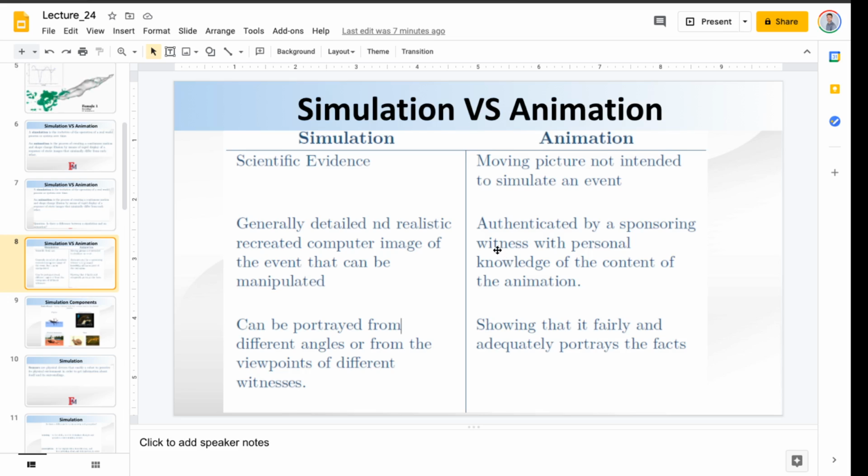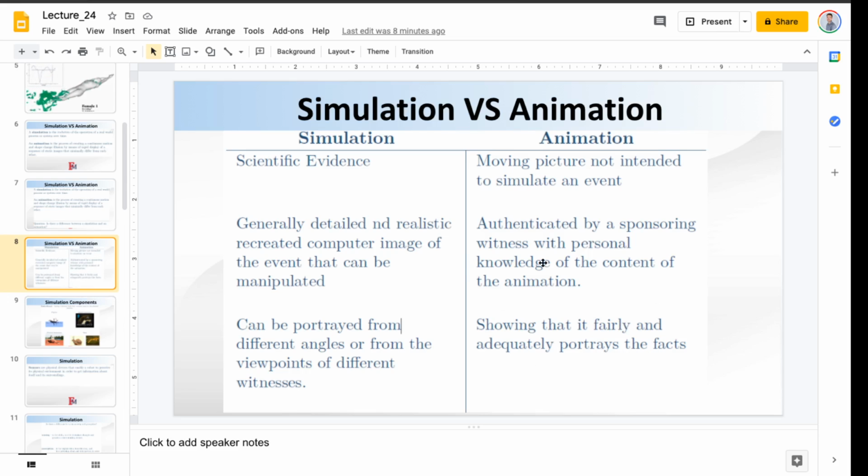And animation is authenticated by a sponsor and a witness with personal knowledge of the content of the animation, right? So this one is more scientific. This one, you can animate whatever you want. Simulation can be portrayed from different angles or from viewpoints of different witnesses. Animation is usually not that complicated, it only shows that it fairly and adequately portrays the facts.